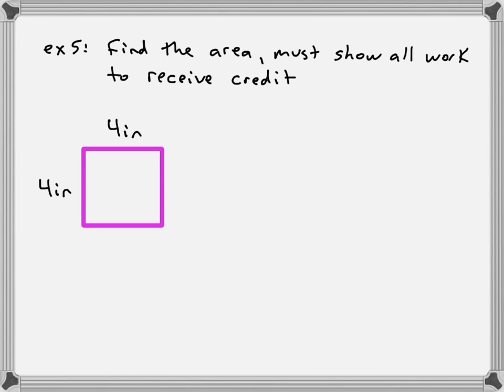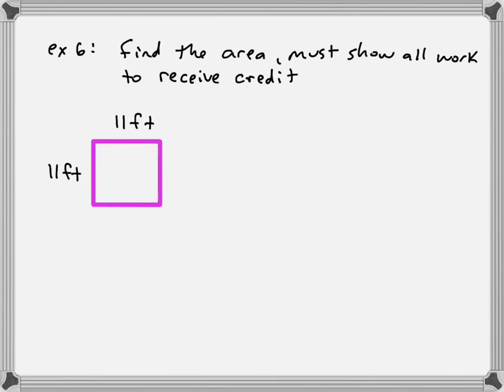Here it asks you to find the area, and it also tells you you must show all work to receive credit. So we need to take the length times the width. So area is equal to my 4 inches times the other length. So length times width, 4 inches times 4 inches. When we multiply those numbers together, 4 times 4 is 16, and inches times inches is inches squared. So the area of this square is 16 inches squared. Let's look at another example.